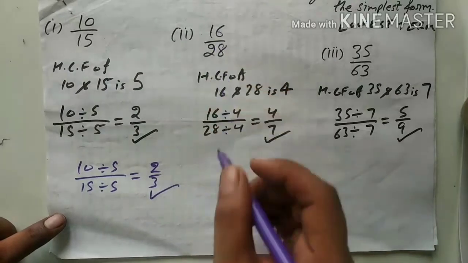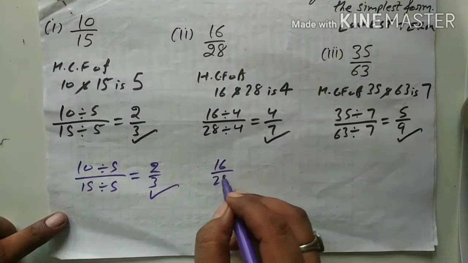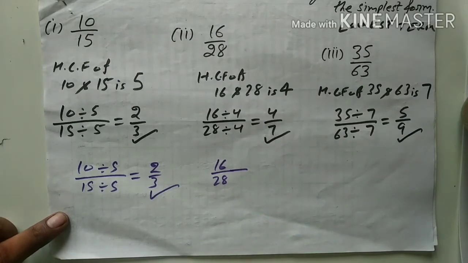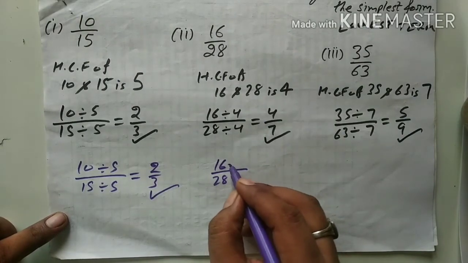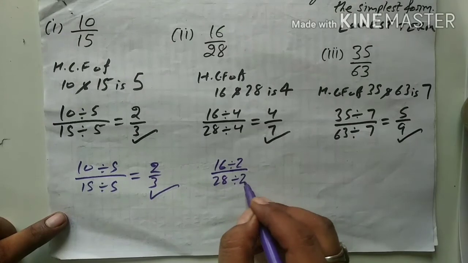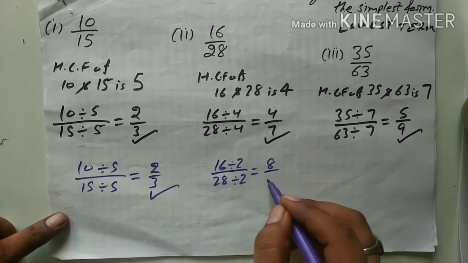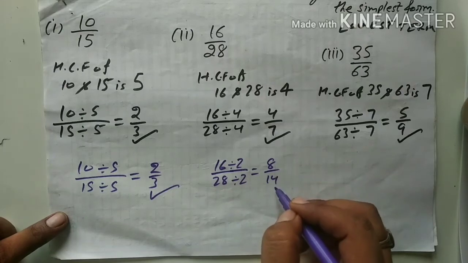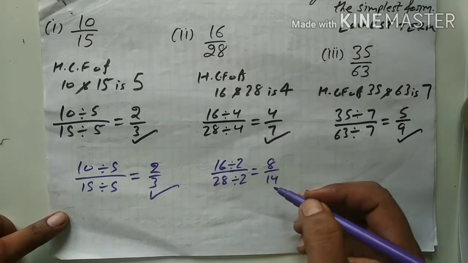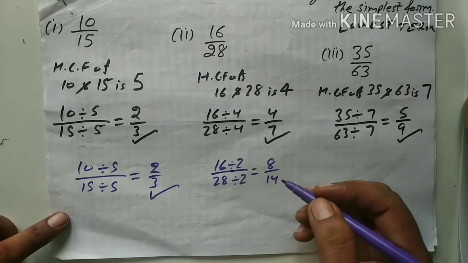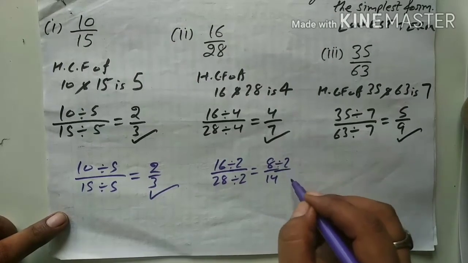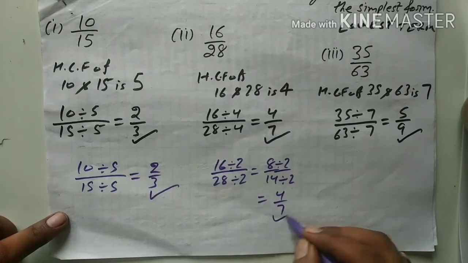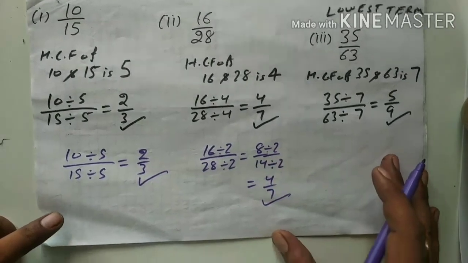Okay, now 16 and 28. Now the second method is, here you see 16 and 28 both are even numbers. Therefore if you divide them by 2, then what is the answer? That is 8 over 14. Again you will see that 8 and 14 are also even numbers. So again you will divide them by 2. Okay, the answer is 4 over 7. You can see the answer is the same.